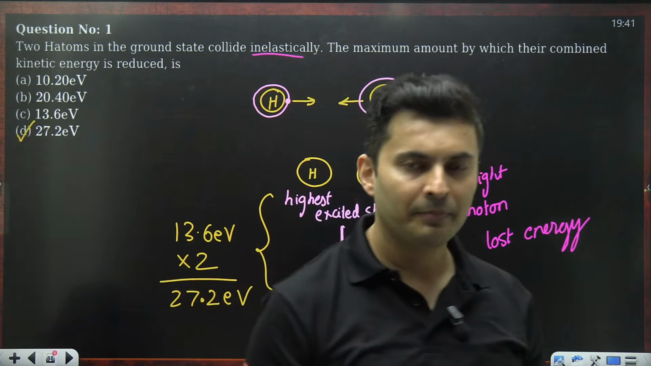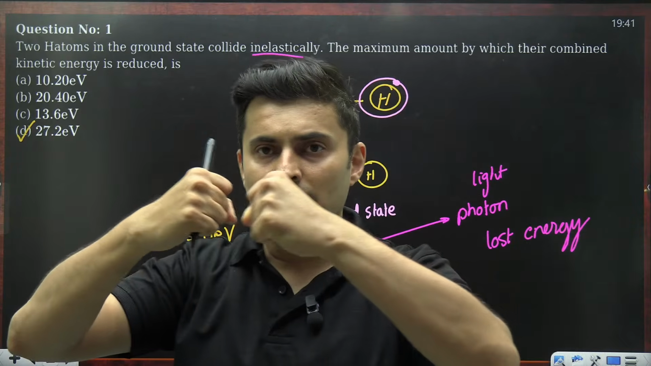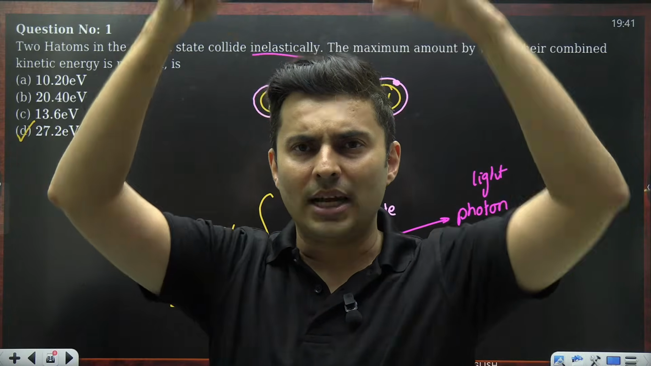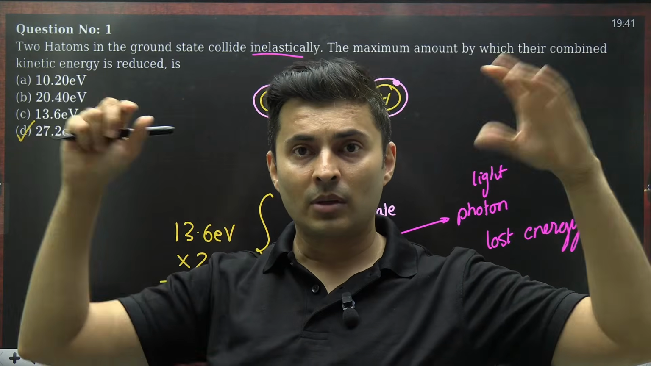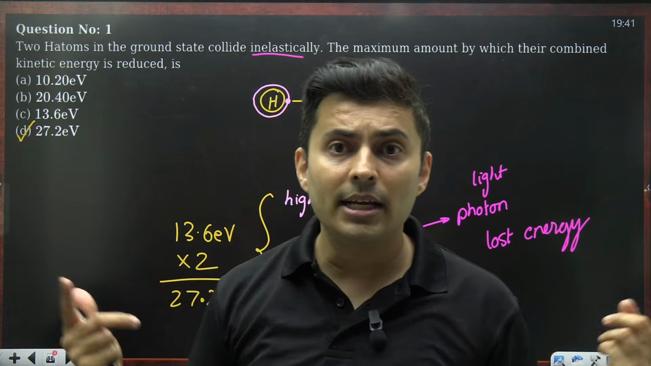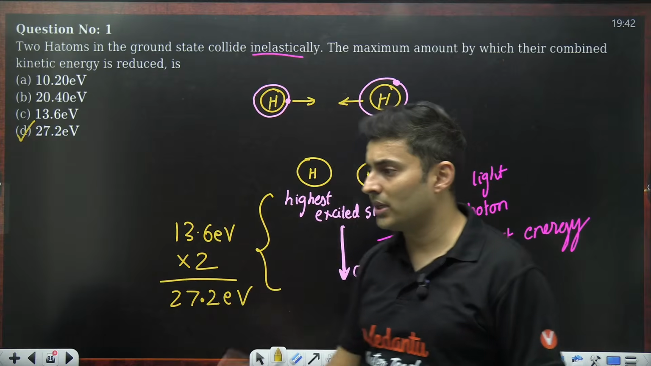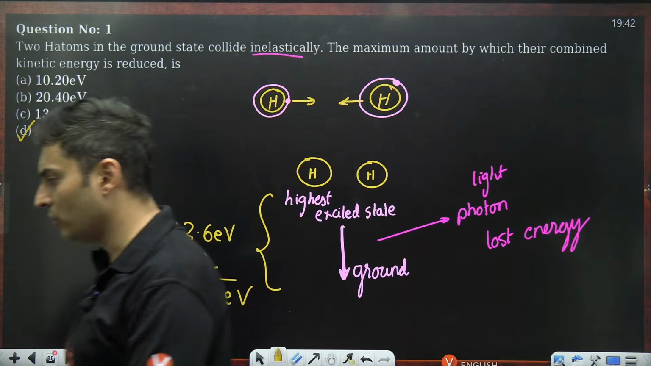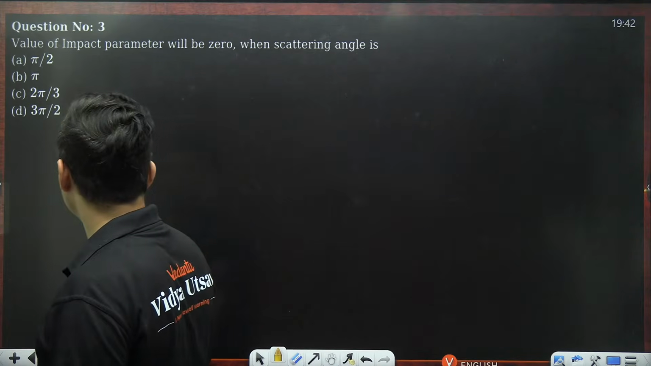That is the answer. Did you understand the process? The hydrogen atoms collide, the electrons get knocked out almost to the highest orbit, and when they jump back, they will emit light. And when they emit light, that light will have the energy difference of the highest and the lowest energies, which is 13.6 electron volt. Perfecto. Shall we go ahead then? Okay, cool. Let's move to the next question.